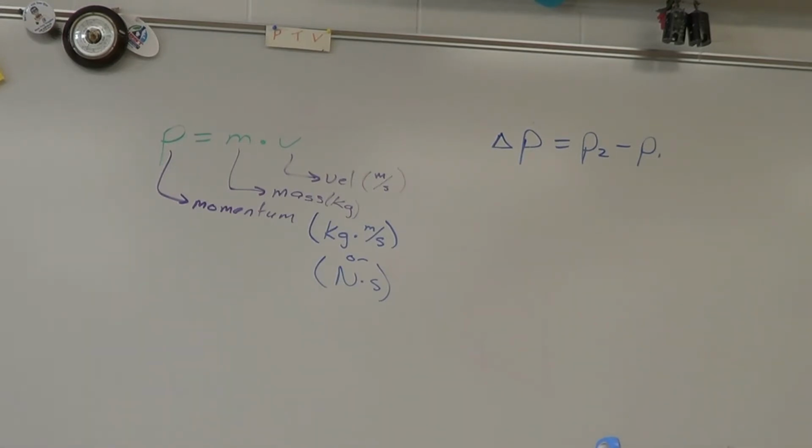But momentum, the equation is the one on the left. It's p is equal to m times v. It's a lowercase p. Why the letter p for momentum?